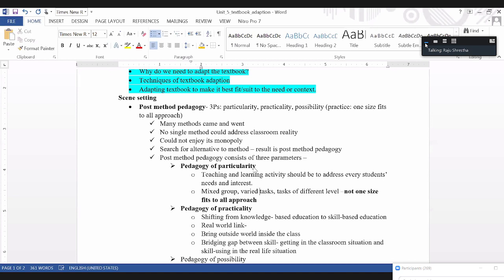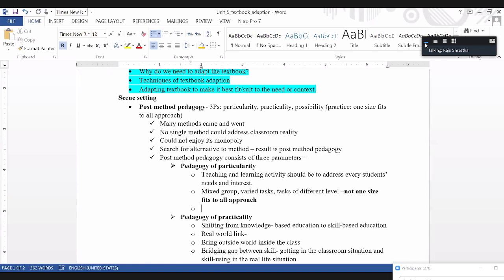So this is particularity. So for this, varied level of tasks should be designed, tasks of different levels according to the level of students. They try to do and learn accordingly in the classroom. There are other methods, other strategies also we can use to address pedagogy of particularity in English class, like, so this technique can also be used.